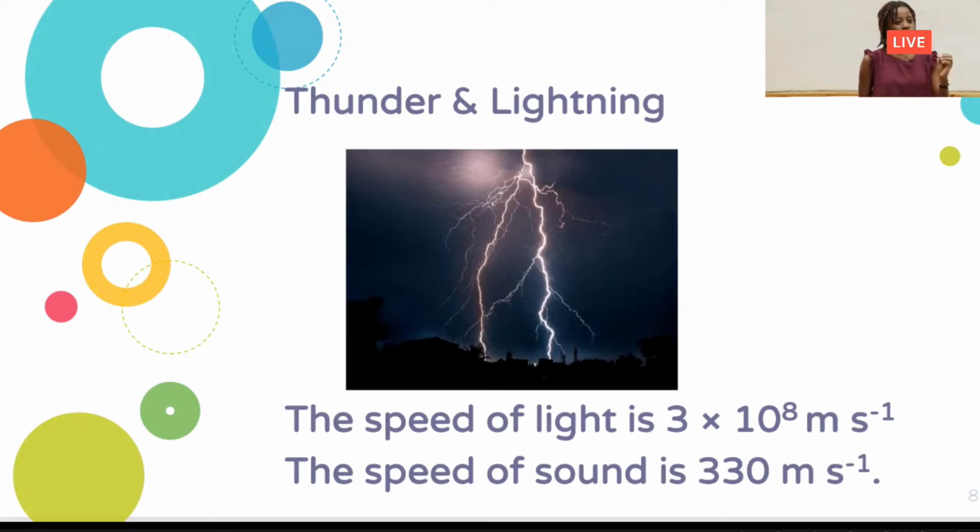And because of this, you would always see lightning long before you actually hear the thunder. And that is why you always see lightning first, and then a while after, you would hear the thunder. Now, you can use this information to estimate how far away a storm is from you. If you time the length of time between when you see the lightning flash and when you hear the thunder, you can use that time to estimate the distance using the formula: speed is equal to distance divided by time. You just have to rearrange it to make distance the subject of your formula for our senior students.